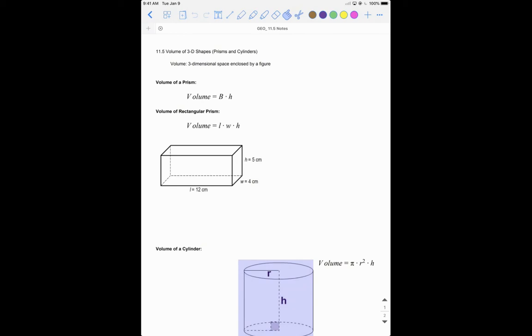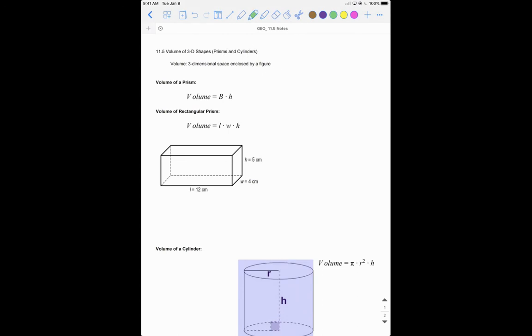Hi guys. So today we're going to talk about 11.5. 11.5 is talking about volume of 3D shapes. And we're going to look at two in particular today: prisms, which we talked about last, let's see, was that Monday? And cylinders, which we touched on very briefly on Monday. But so we want to find the volume.